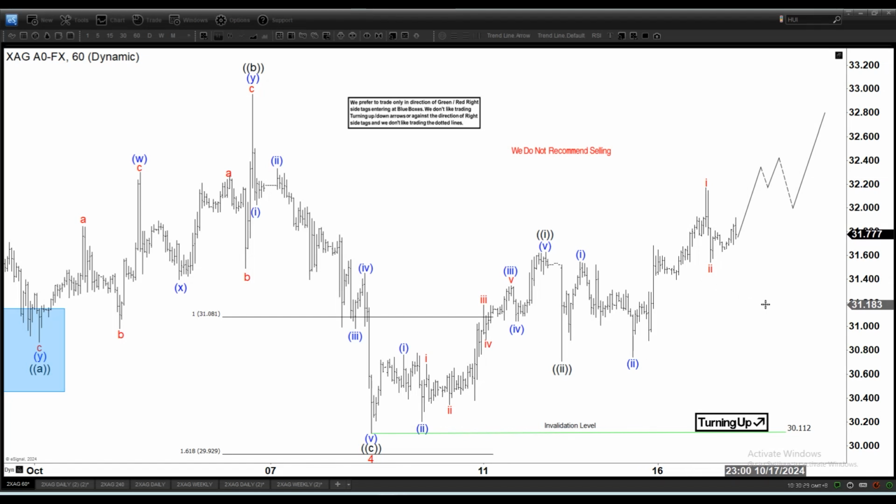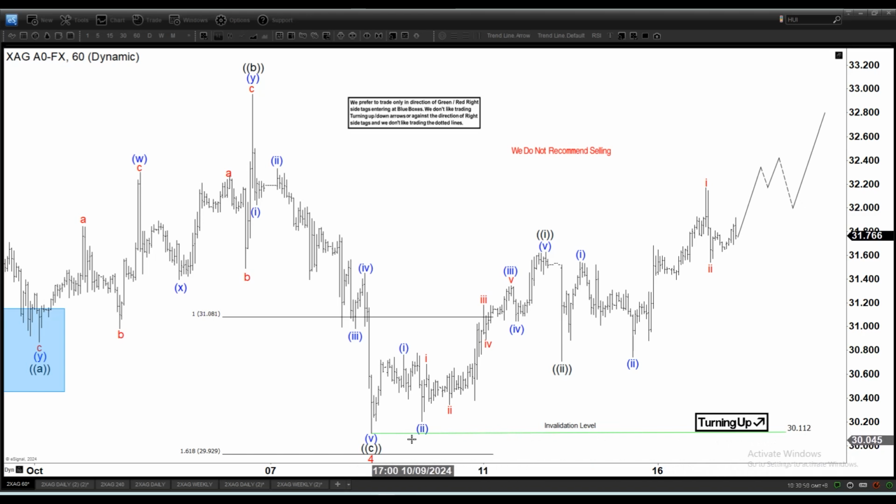Today is October the 17th and the chart of the day for today is silver. This is a spot silver chart, 60 minutes time frame. We can see we ended wave 4. This is in the form of an expanded flat here, ABC.